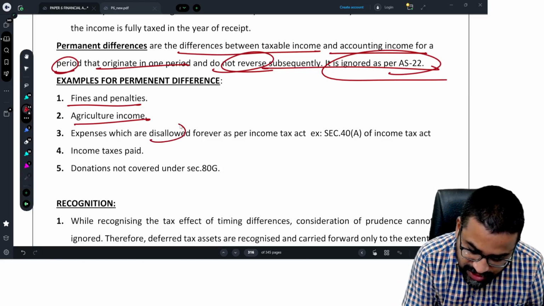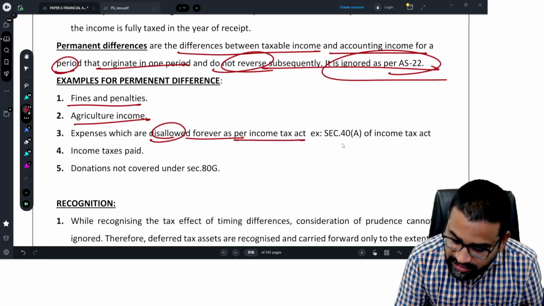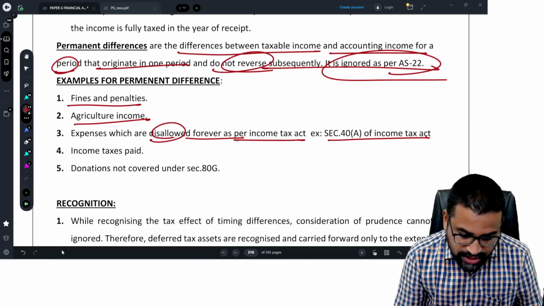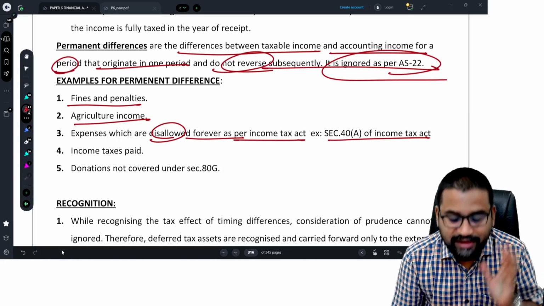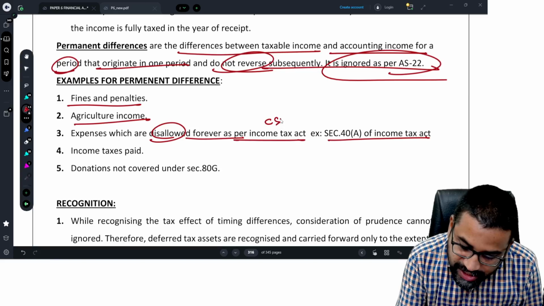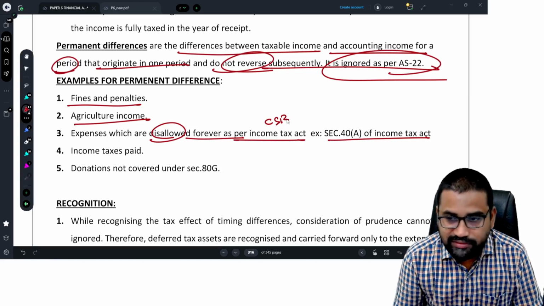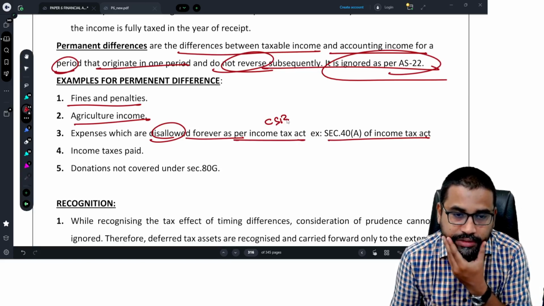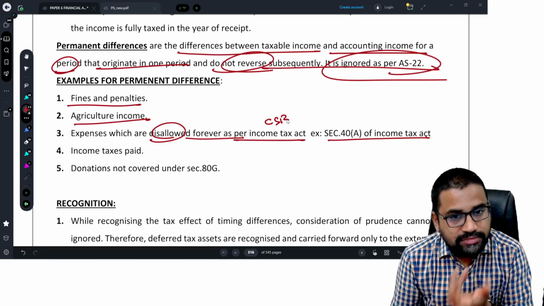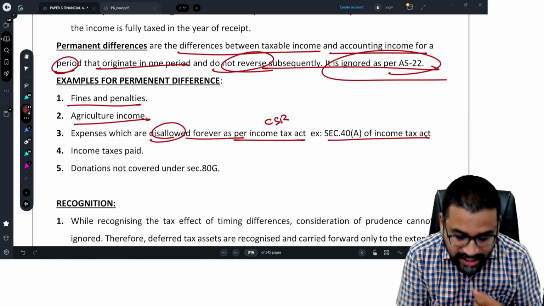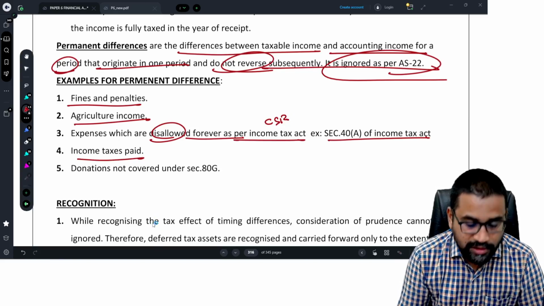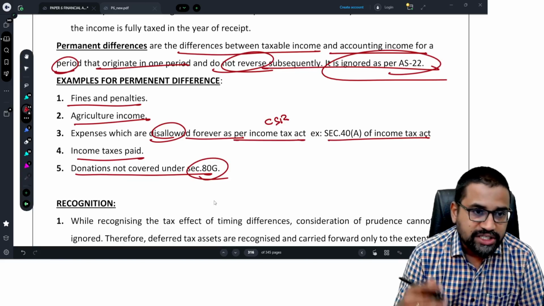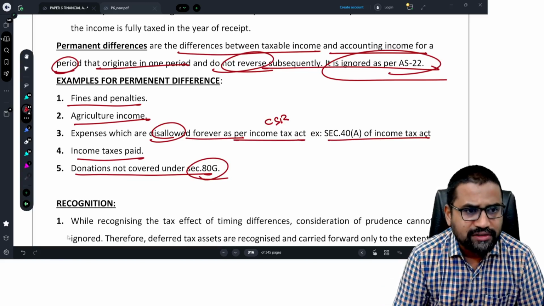Next, expenses which are disallowed forever as per the Income Tax Act, Section 40A. For example, corporate social responsibility expenses you incurred are disallowed forever. Any income tax expenses, tax on income tax, disallowed. Any penalties paid, disallowed. Any income taxes paid, disallowed. And donations which are not covered in 80G. Any donations not covered in Section 80G are disallowed forever.